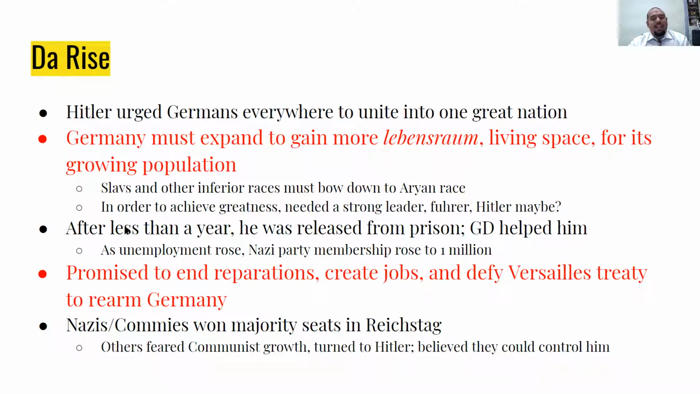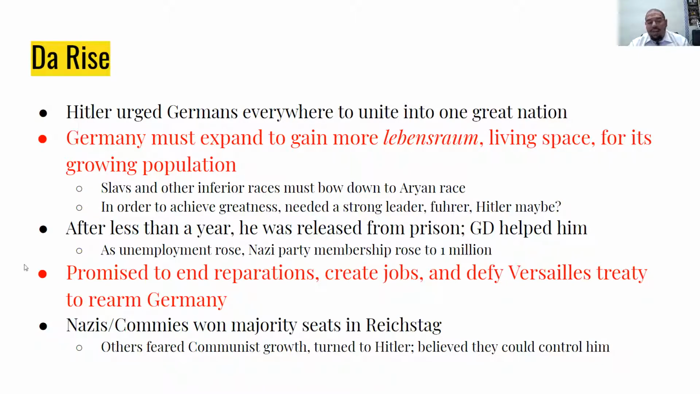And after less than a year, he would be released from prison, and the Great Depression helped him. As unemployment rose, Nazi Party membership would rise to 1 million members. He promised an end to reparation payments, he would create jobs, and he would defy the Versailles Treaty and rearm Germany, because one of the bullet points of the Treaty of Versailles was the lessening of arms and decreasing the size of Germany's army.